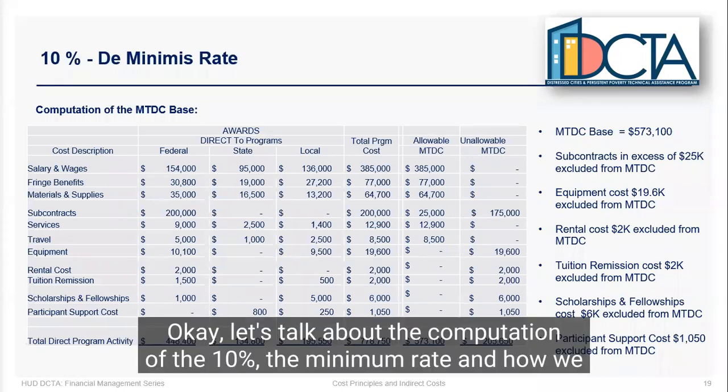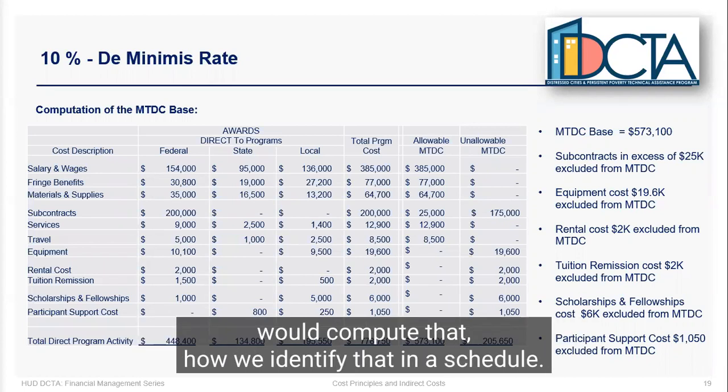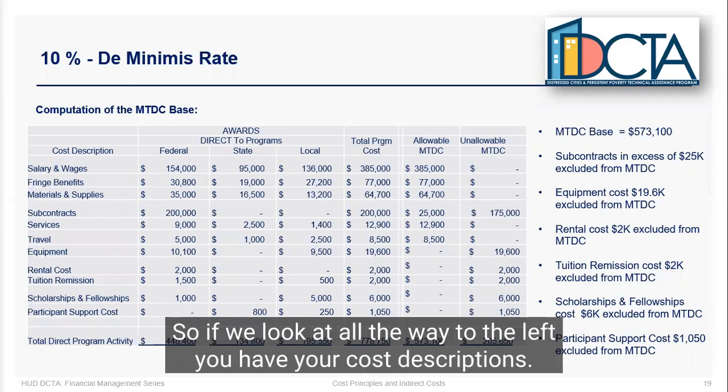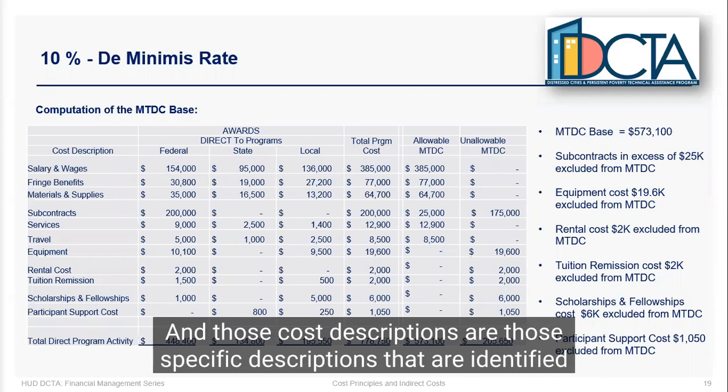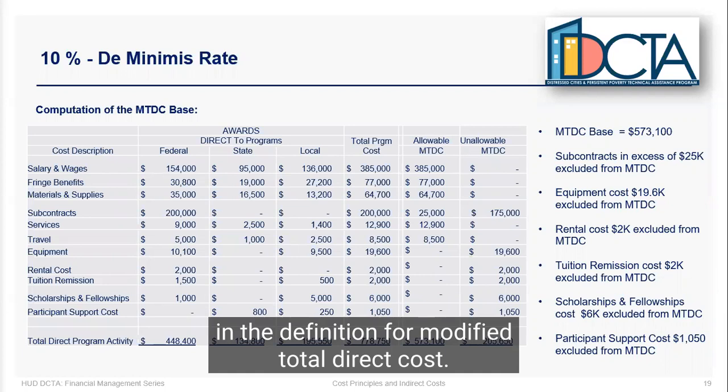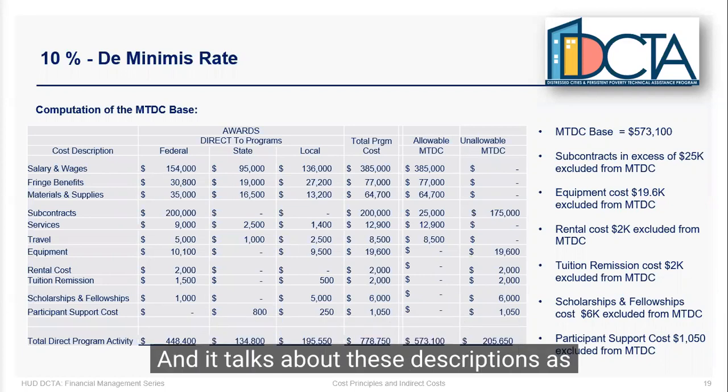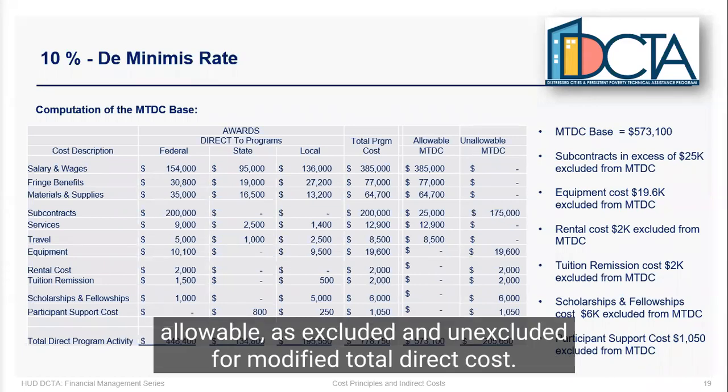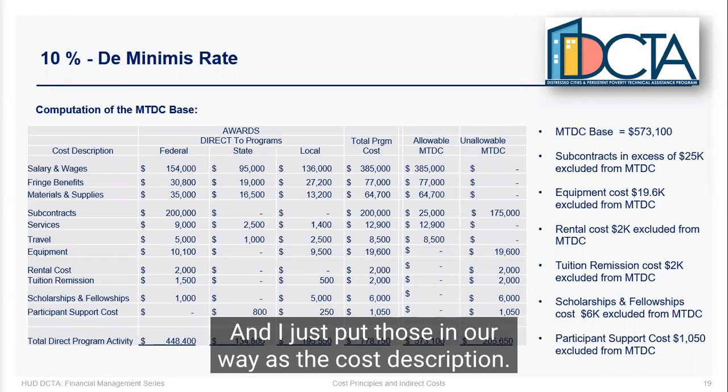Okay, let's talk about the computation of the 10% de minimis rate and how we would compute that, how we would identify that in a schedule. So if we look all the way to the left, you have your cost descriptions, and those cost descriptions are those specific descriptions that are identified in the definition for modified total direct cost. And it talks about these descriptions as allowable, I mean, as excluded and unexcluded for modified total direct cost. And I just put those in always as the cost description.